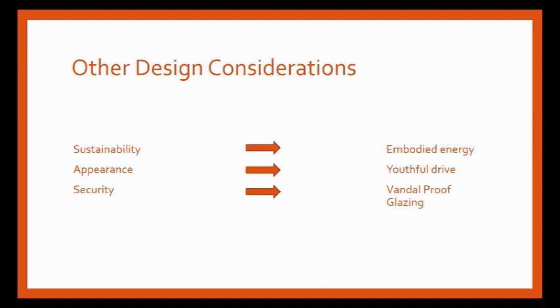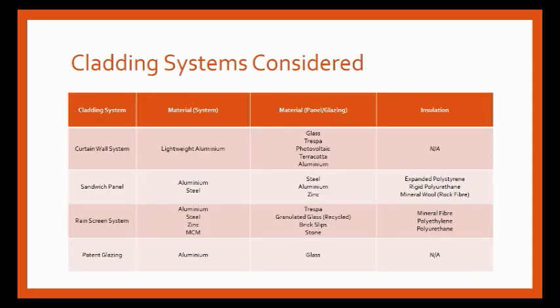Other factors to consider are low embodied energy production, which is important to the success of the design to meet company values, a youthful modern external design which will ensure it suits the student-aimed appearance that ties in with the other buildings on campus, and also vandal-proof glazing, as the building is located on a university campus which makes it subject to possible damage from antisocial behaviour. I chose 4 cladding systems: curtain wall, sandwich panel, rain screen and patent glazing in order to get a comprehensive understanding of the selections available before selecting an appropriate system and its materials.